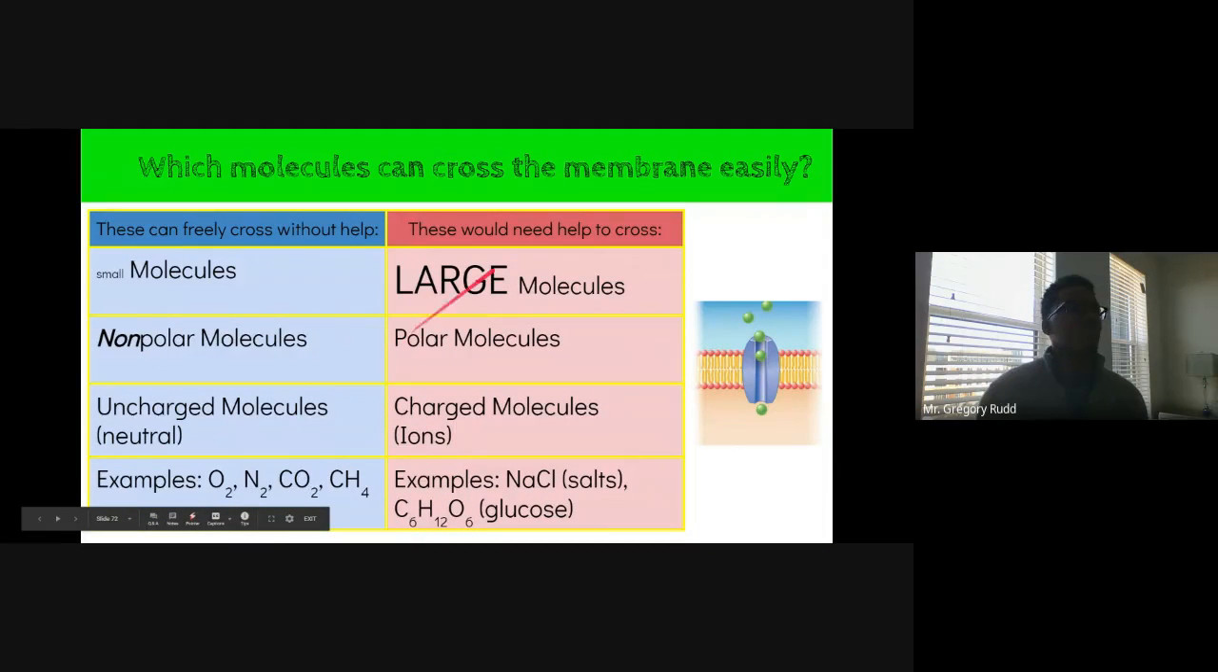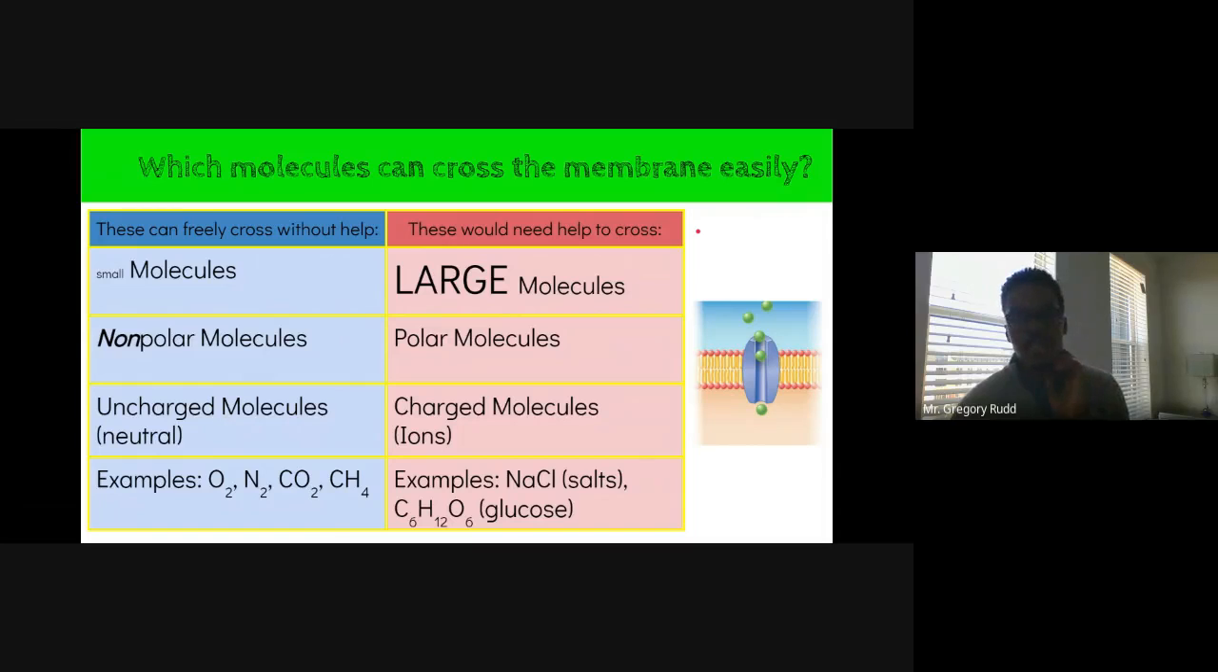So we did see this table yesterday, but I think we had to move through it pretty quickly. So I wanted to show it again. For those of you who perhaps didn't get a chance to finish writing it down, you now have that chance. And I'm going to talk a little bit more about it as well. So again, the question is, which molecules can cross the membrane easily? The column on the left describes molecules that are able to cross the membrane without any additional help. They just move through the membrane by themselves.